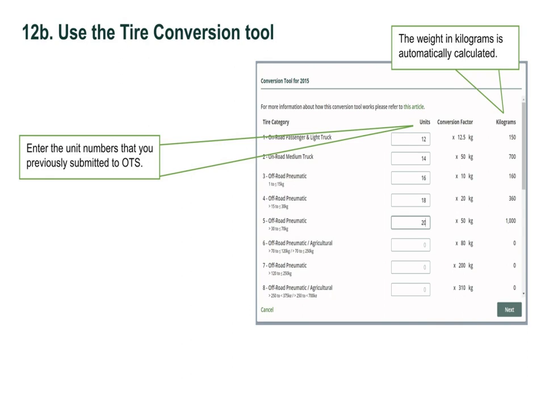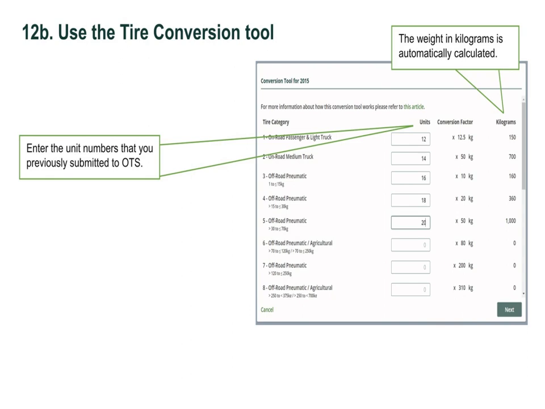It's important to note that one of the conversion factors we're using is different from the ones at OTS, and that's for passenger and light truck. In the OTS system, the conversion factor for passenger light truck was 10 kilograms. When the ministry looked at that, they determined that 10 kilograms was too low, and that 12.5 kilograms was a better conversion factor. So if you have your OTS information and you put in the same units for passenger and light trucks that you did in OTS, but you're getting a different kilogram number, that's the reason why. It'll be higher under this system than it was in OTS because of the change in conversion factor.